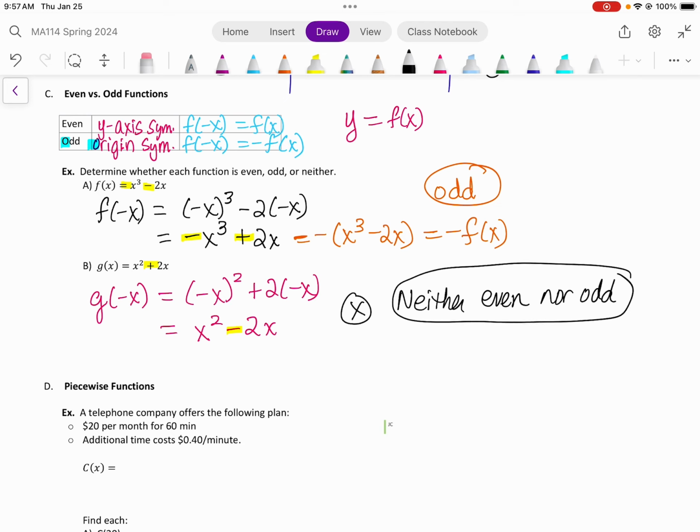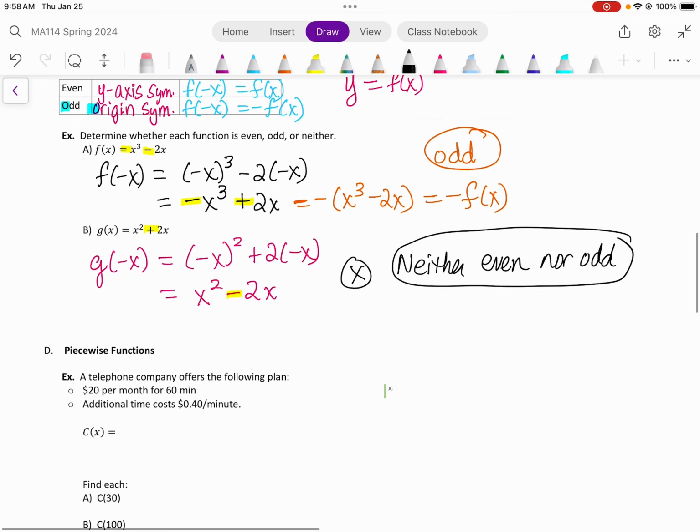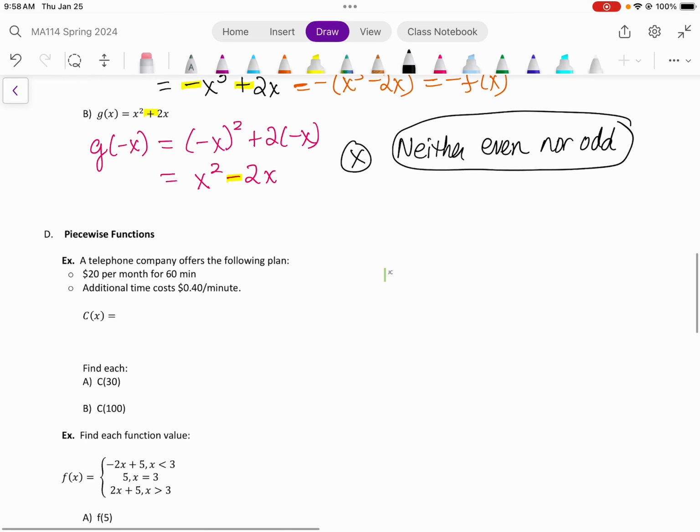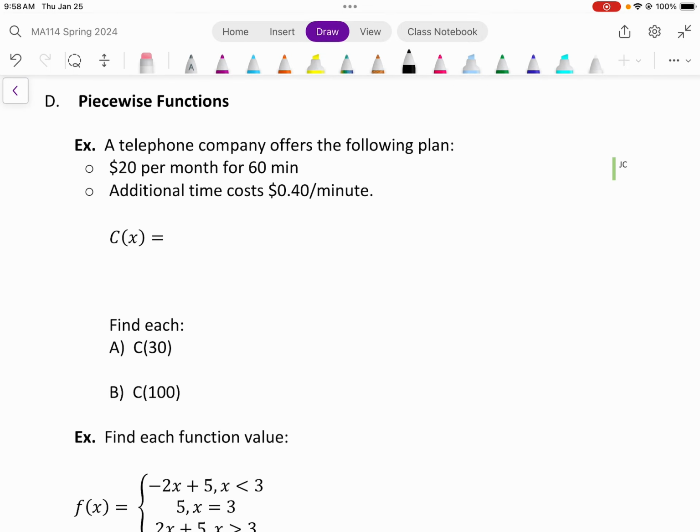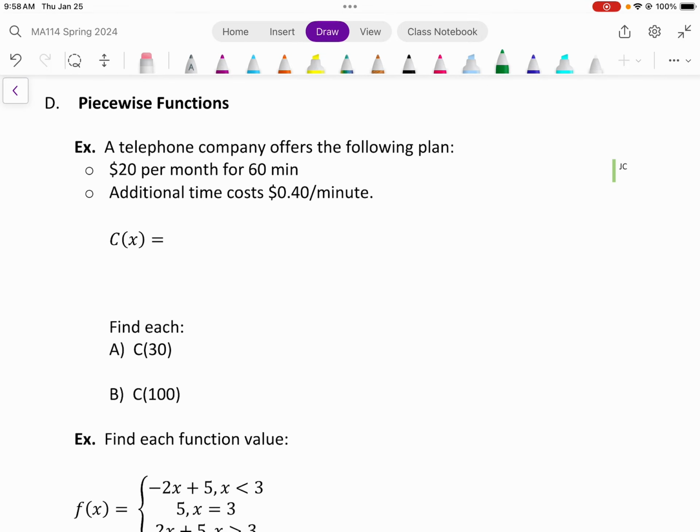So this one does not have any y-axis or origin symmetry. Okay, the next topic in this lesson is a review of piecewise functions. So I'm going to open that up with a word problem just to show you where in real life you're going to see these and how to interpret them, and then we'll go through the problems that I have.